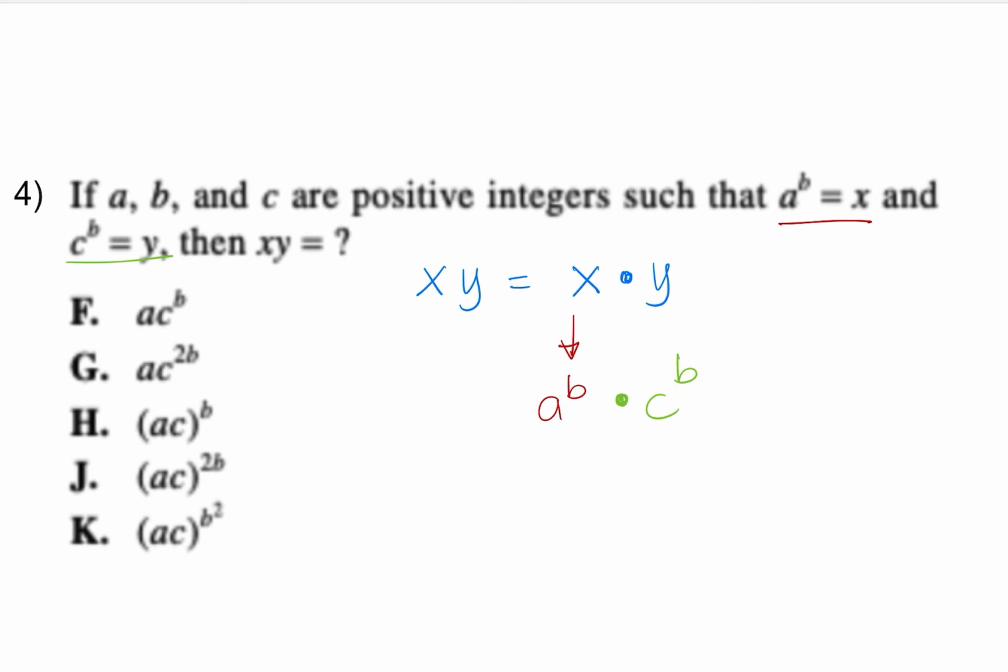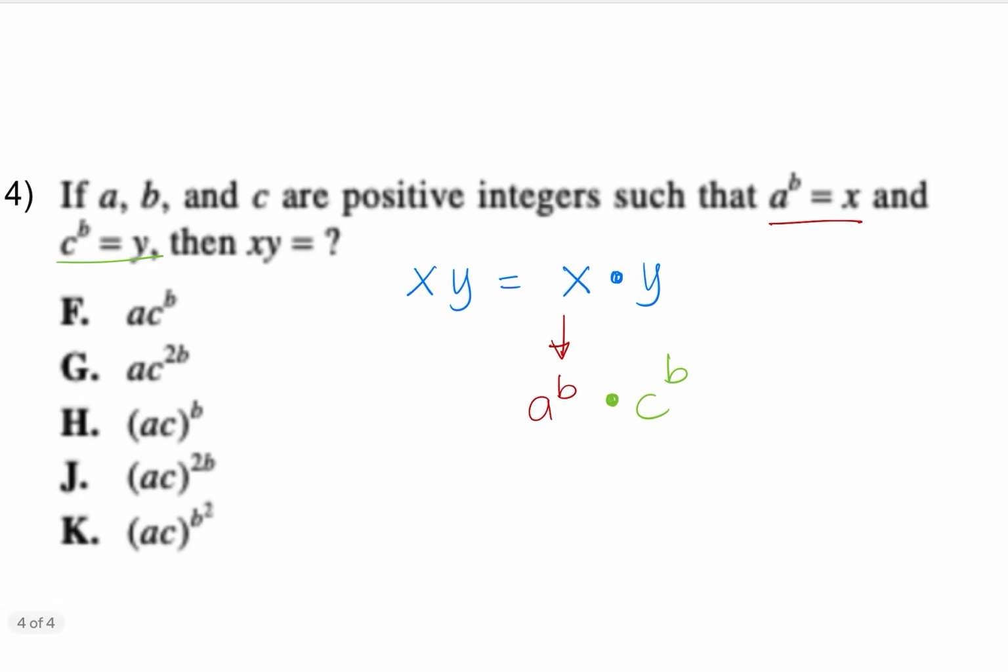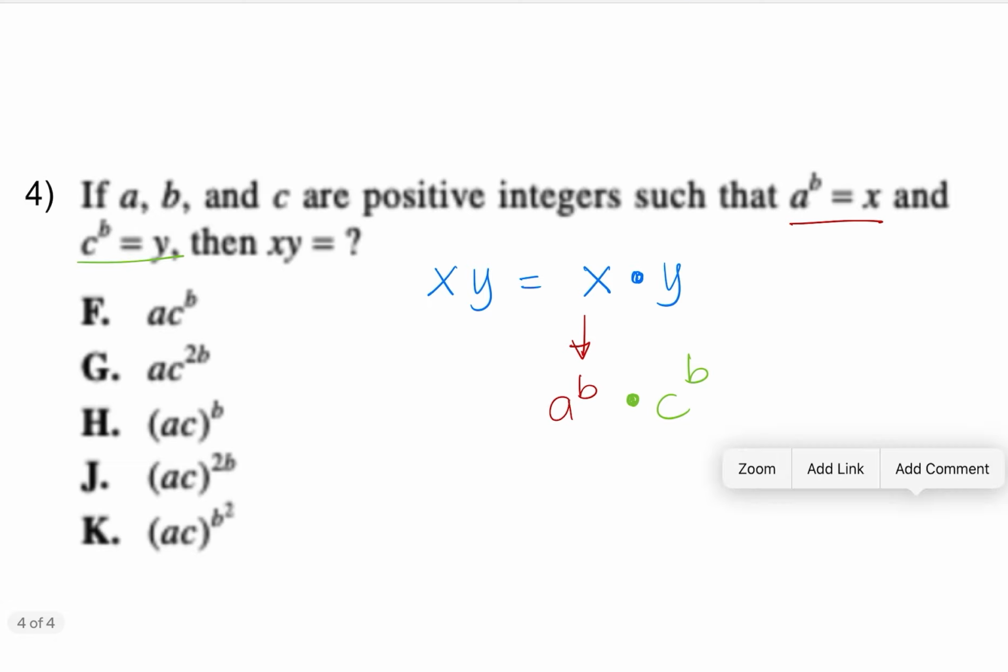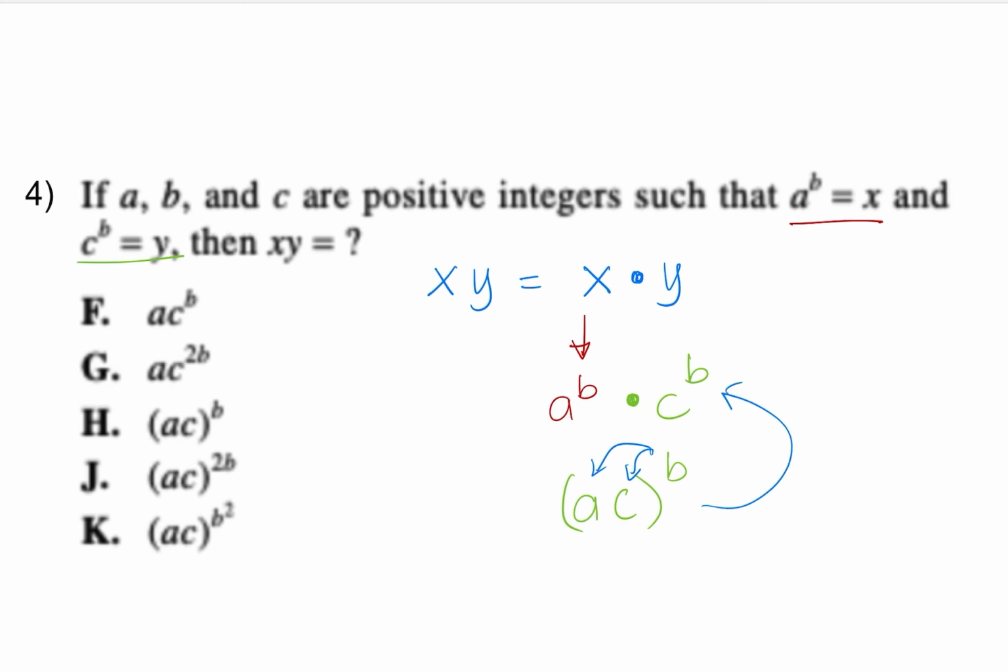If you look at the choices, none of them is equal to the answer that we've got. But if we put the two bases together, and then write the exponent, the common exponent is B. So we can write AC to the power B, because when we distribute B, we are actually getting that answer. And so therefore, the answer for this problem is H.